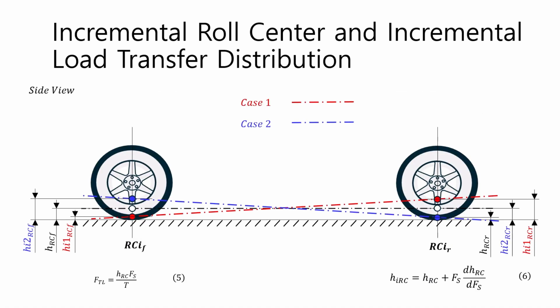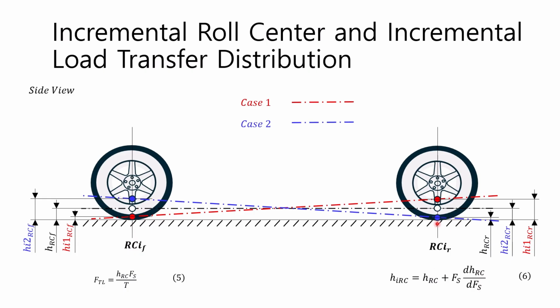Let's examine the relationship between incremental roll centers and incremental load transfer distribution. For clarity, the difference in roll center heights is exaggerated. As shown in equation 5, a higher roll center naturally increases the load transfer through the suspension links. Once the lateral acceleration and the vehicle's overall incremental roll center height are determined, the total incremental load transfer through the front and rear suspension links can be calculated using the wheel tracks.